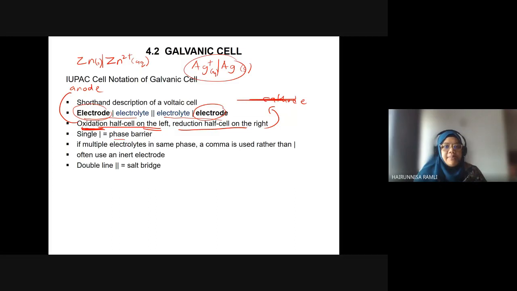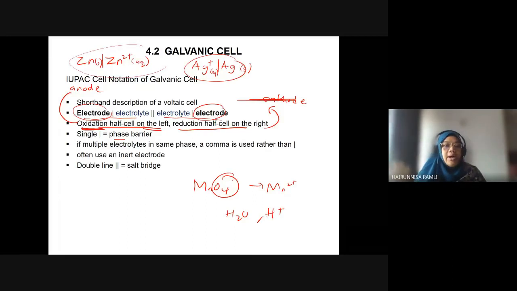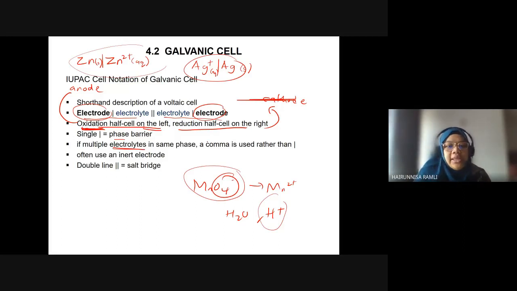Okay, so if multiple electrolytes in same phase, a comma is used rather than slash. Maksud dia kat sini, kalau you ada lebih, contohlah, sebab kalau you buat balance equation yang biasa, you dapat macam ni, simple je kan, macam zinc dengan Ag+. How about you ada MnO4- kepada Mn2+. Kan bila melibatkan oksigen ni mesti ada, nanti ada water lah, ada H+ lah. So kat situ ada extra kan. So kat situ dia kata kalau ada multiple electrolytes, for example you ada H+. Lepas tu you ada juga MnO4-. So maksudnya ada lebih pada satu electrolyte. So kita guna comma instead of slash. Nanti saya akan tunjuk lah contoh dia kan.